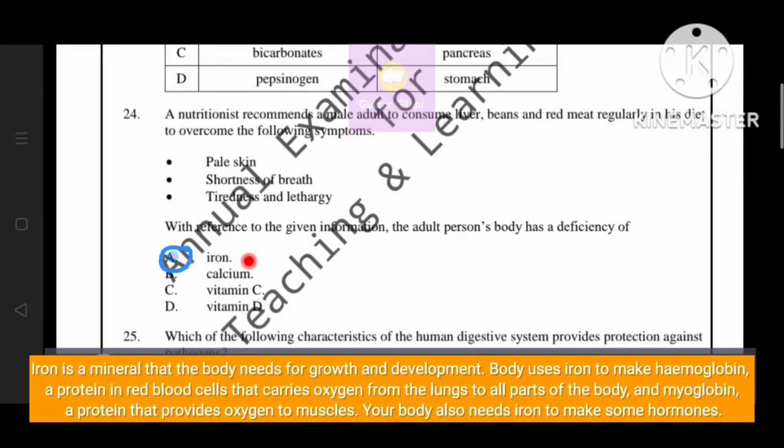As you know, iron is a mineral that the body needs for growth and development. Body uses iron to make hemoglobin, a protein in red blood cells that carries oxygen from the lungs to all parts of the body, and myoglobin, a protein that provides oxygen to muscles. That's why iron, option A, is the correct answer.